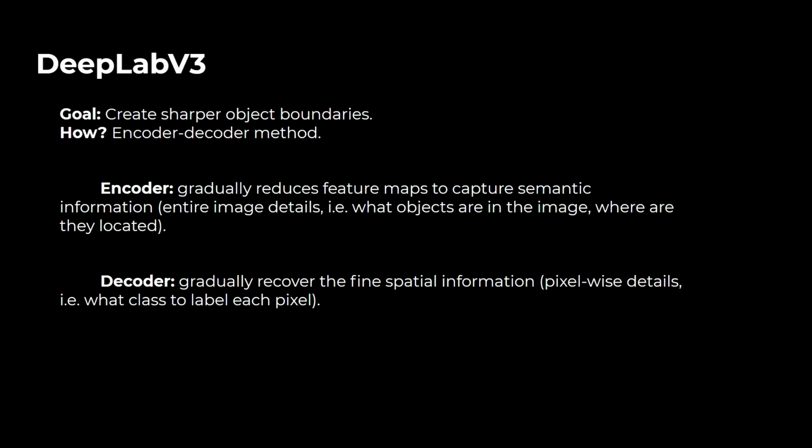And then, DeepLab v3 came along shortly after, right? And the main goal is you want to create sharper object boundaries. Previously, what people did was they used conditional random fields. However, that's more of a post-processing procedure, and so it also increases the complexity of your algorithm by quite a bit, right? The question is, how are we able to create sharper object boundaries? Well, we could draw some inspiration from UNet, right?